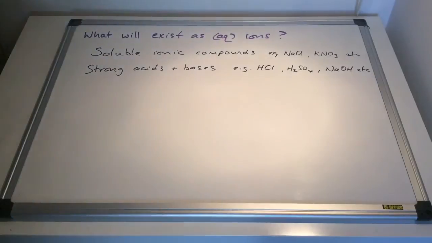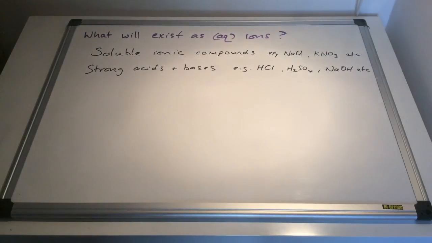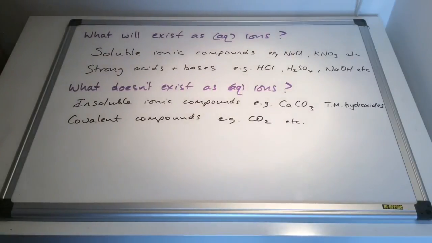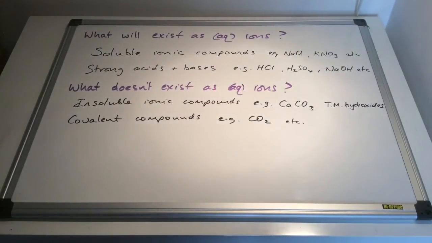So typically what's going to exist as aqueous ions are soluble ionic compounds, and there's a couple of examples there, sodium chloride and potassium nitrate, and also things like strong acids and strong bases, so your hydrochloric acid, sulfuric acid, nitric acid, those sorts of things, and also some alkalis, sodium hydroxide, potassium hydroxide, and so on. And now some examples of chemicals that don't exist as aqueous ions: insoluble ionic compounds like calcium carbonate, transition metal hydroxide precipitates, and also covalent compounds, things like carbon dioxide.